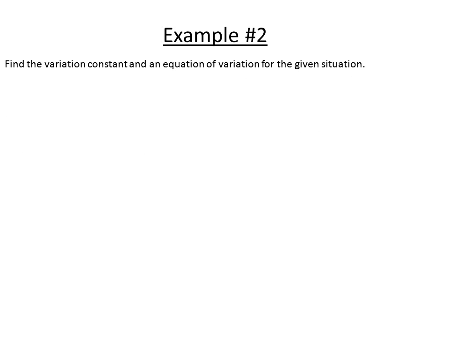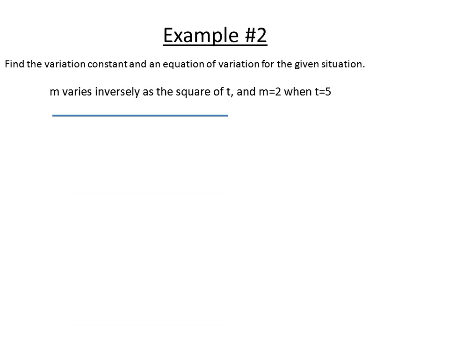Another example. Find the variation constant and an equation of variation for the given situation. M varies inversely as the square root of t, and m equals 2 when t equals 5. The very first thing we want to do is look at the variables being used and the type of variation that we are asked to use. M varies inversely as the square root of t. That means our equation is going to involve division. M equals k divided by the square root of t.